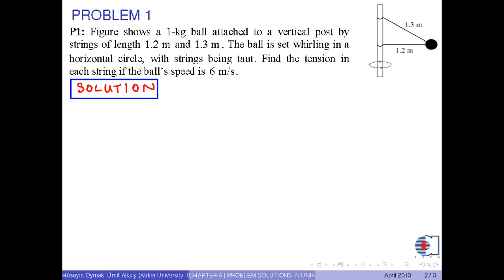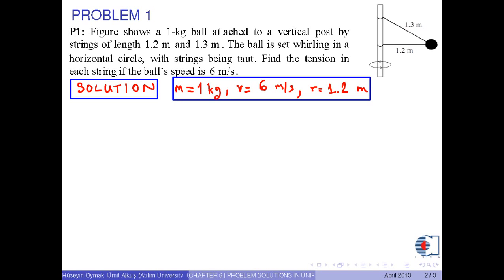At the very beginning, let's write the given quantities in SI units, which are mass of the ball, say m, as 1 kilogram, speed of the ball, say v, is 6 meters per second, and the radius of the horizontal circular motion, say r, which is nothing but the length of the horizontal string, is 1.2 meters.